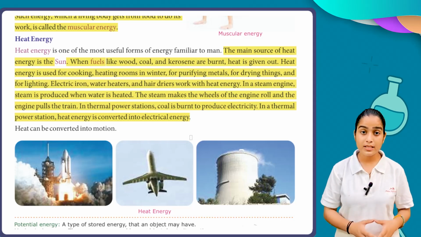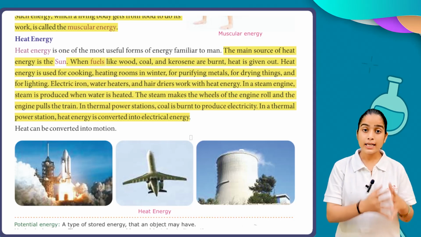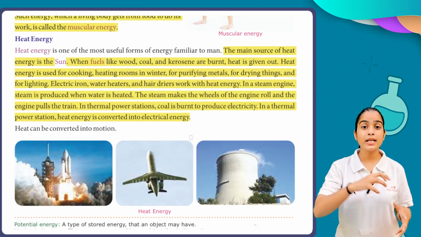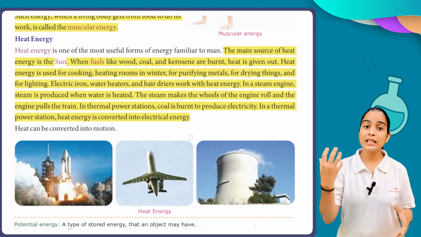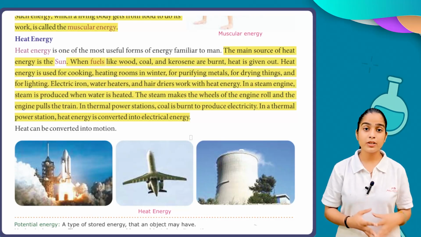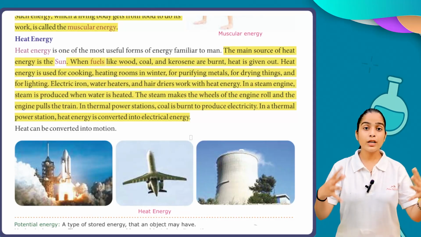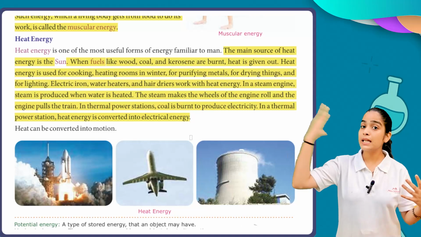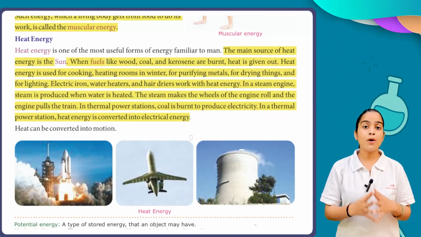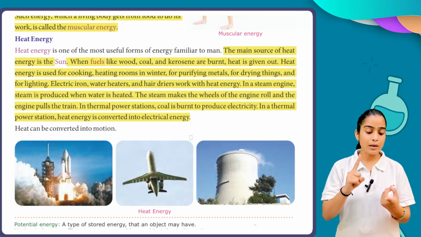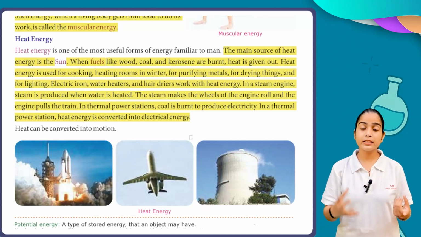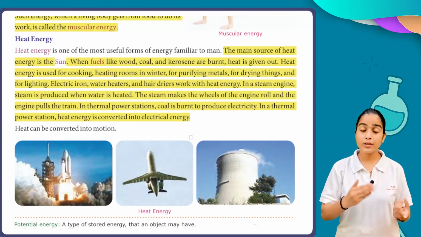So what we understand with the help of heat energy is that when we proceed with any kind of work using heat, it is referred to as heat energy. The main source of heat energy is the sun, because we get a lot of heat from sunlight. That is why the sun is the main source of heat. Now with the help of heat energy we do so many works. For example, when fuel gets heated up, it results in the motion of the car, in the movement of the car.